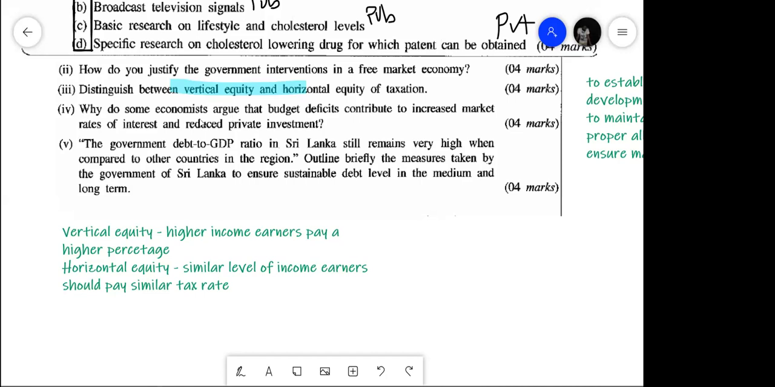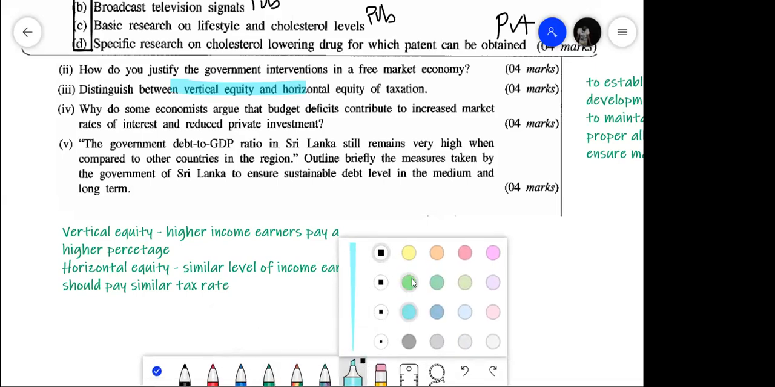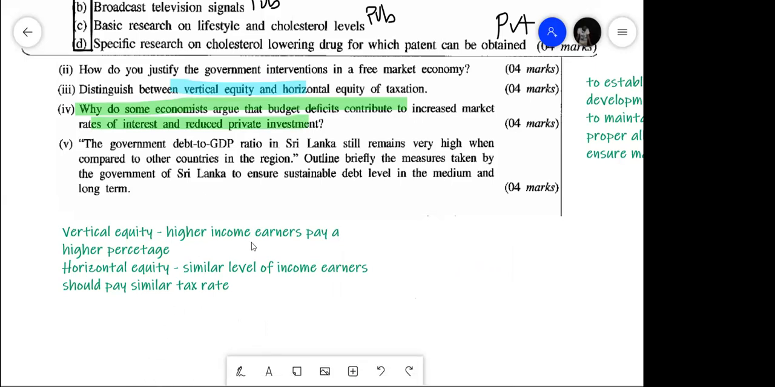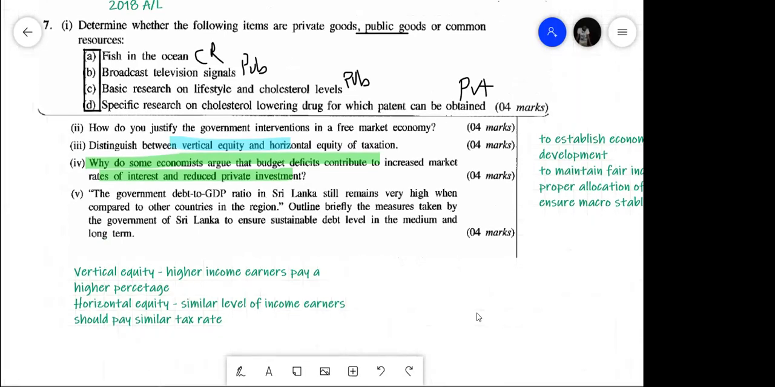Question number four. Why do some economists argue that budget deficit contributes to increased rates of interest and reduces private investment? Okay, this is the crowding out effect. Did I explain that in class? Yes, I would have, maybe in an MCQ. When the government borrows, this is what happens. The whole crowding out effect story. In simple terms, I'm not going to type. So listen carefully.